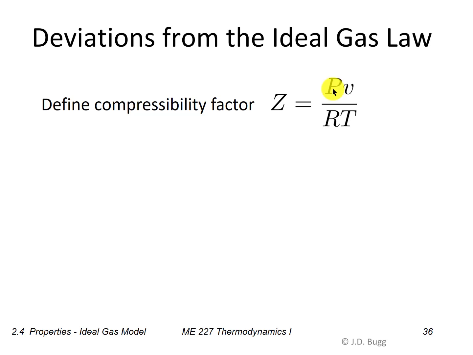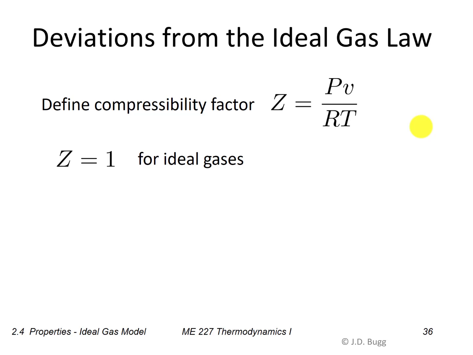Well, the most common way to do that is using another property called the compressibility factor. So the compressibility factor, usually denoted by an uppercase Z, is defined as PV over RT. Well, if you take a look at that, you see that's related pretty closely to the ideal gas law. The ideal gas law is PV equals RT. So if we have an ideal gas, then Z is going to be equal to 1. So Z equals 1 for ideal gases.